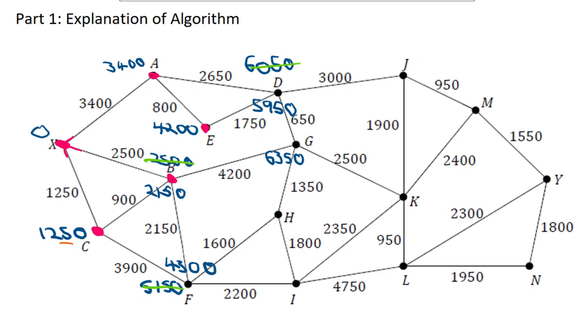So our current live nodes are D, G, and F. F is the smallest one. So let's look at F, and it goes 5900 to H and 6500 to I. And F is therefore visited. Now, H is our smallest one by 50.